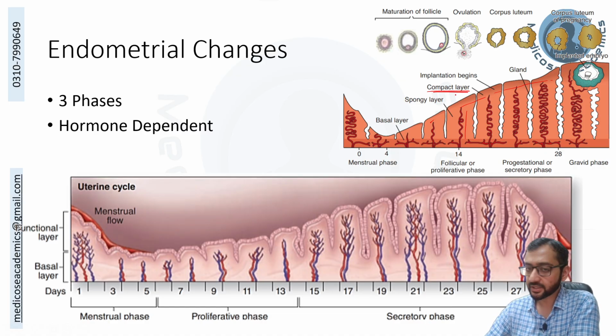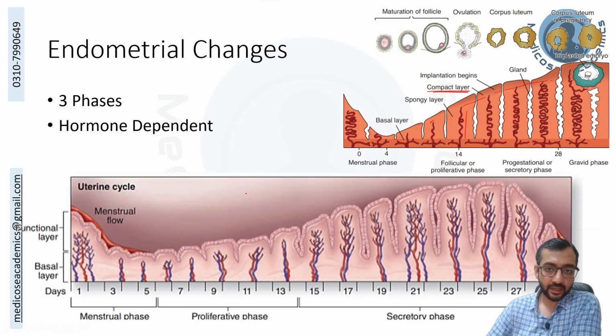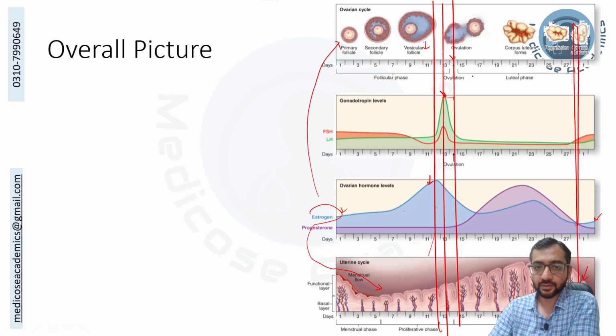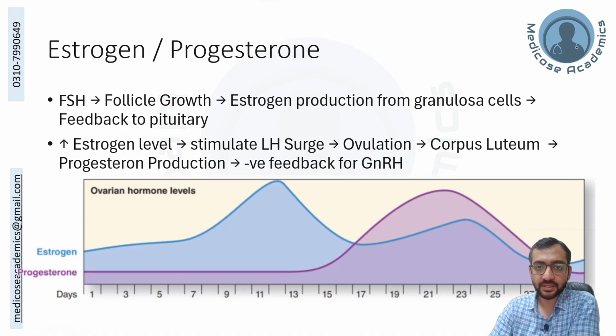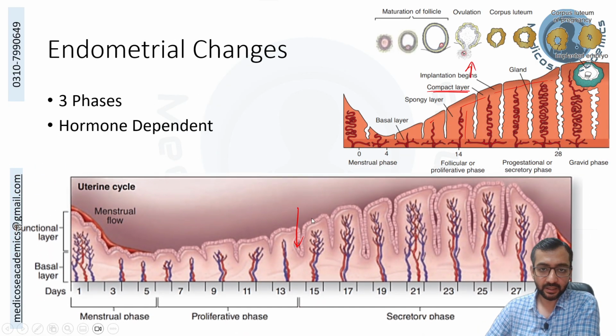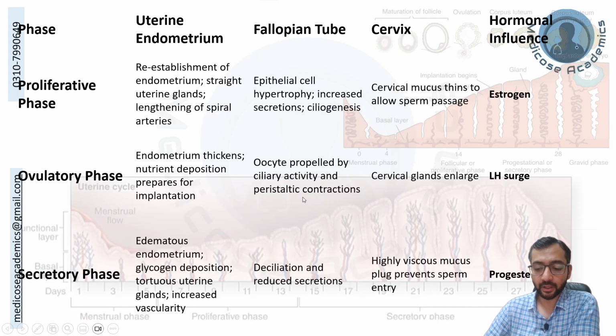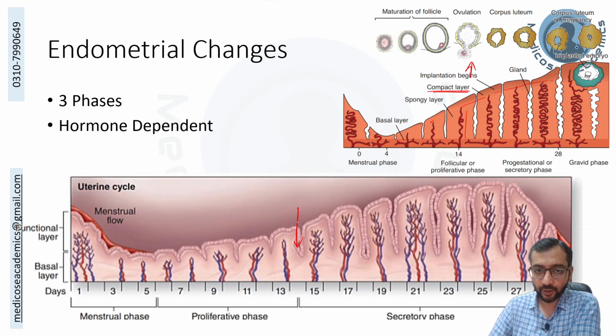And this spongy layer is continuously dividing, forming the spiral arteries and the glands that are present between them. Then ovulation occurs at day 14, and as we saw, after ovulation you have a surge of progesterone hormone, which is a strong stimulating factor for the endometrium. So you have the endometrium greatly increasing in thickness, as it was at the end of the secretory phase.